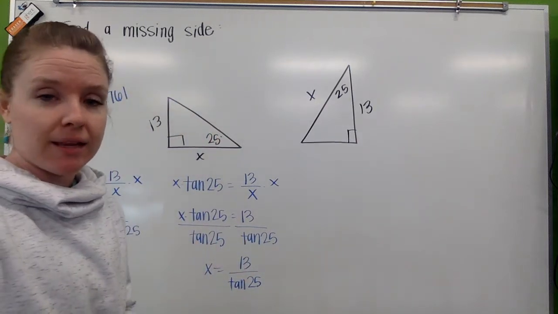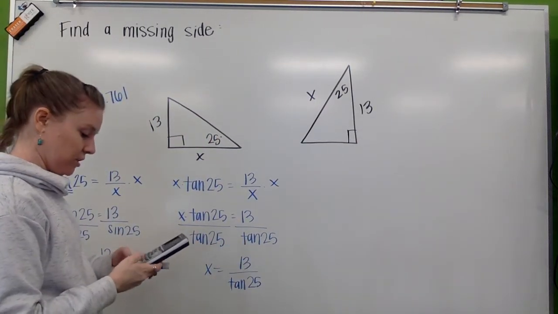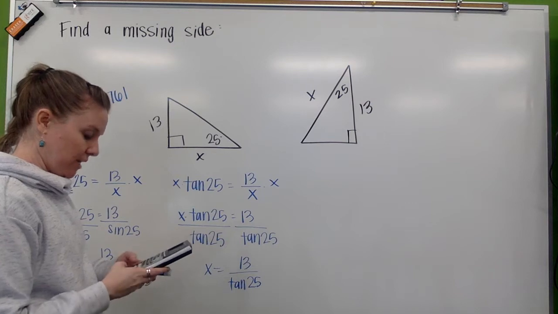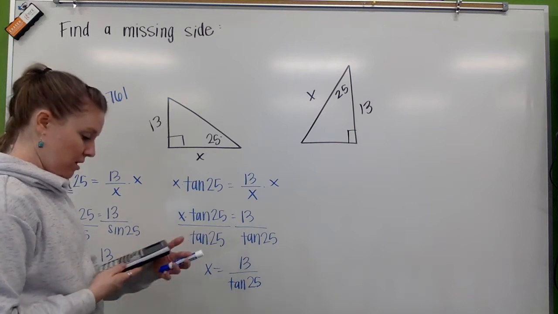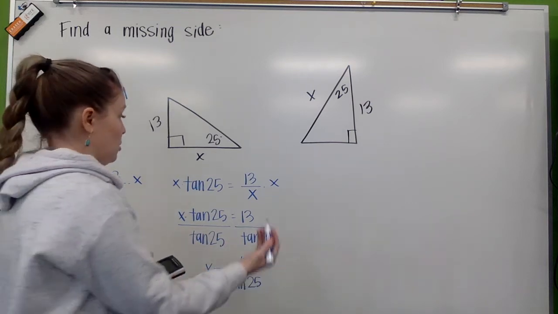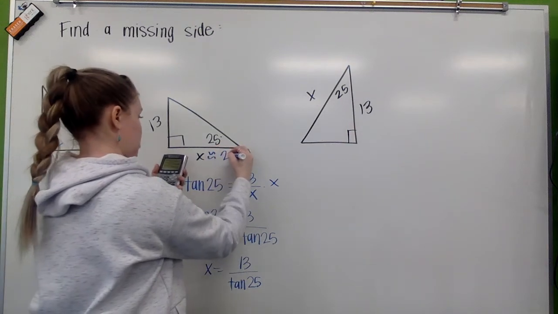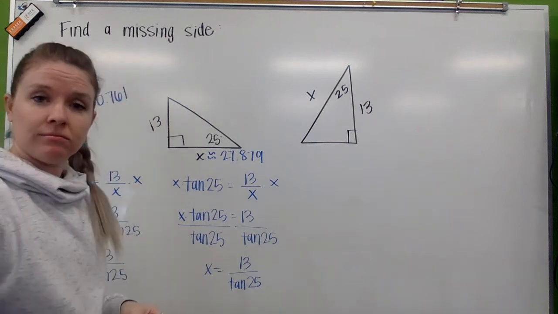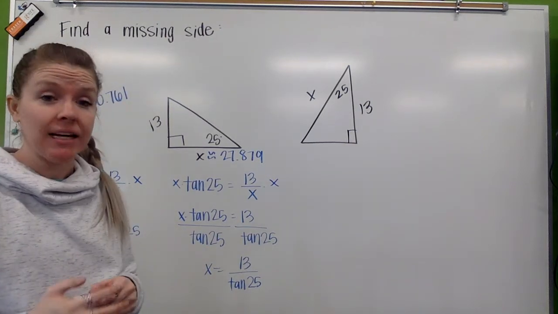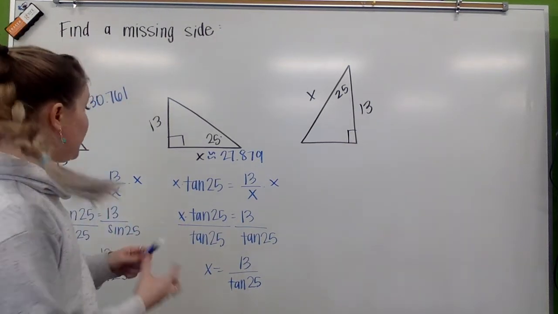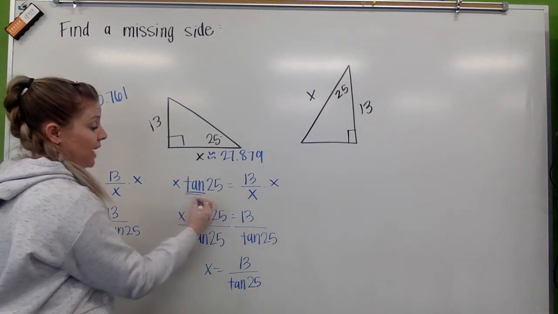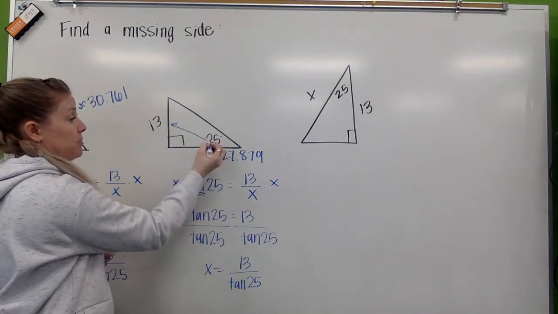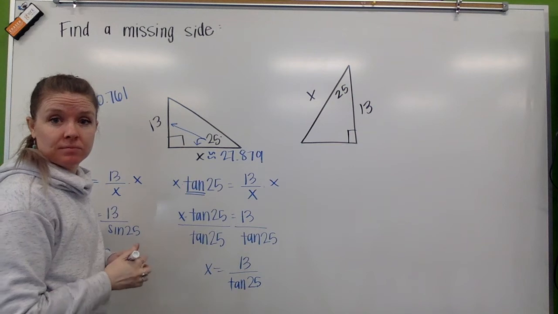And now I'm ready to plug that into my calculator. So 13 divided by the tangent of 25. And I get about 27.879. Okay, simple as that. It's just algebra, but we had to know that we were using tangent because we had the opposite and adjacent sides.